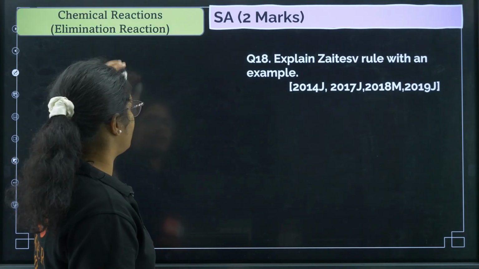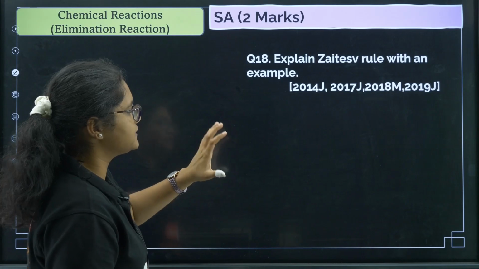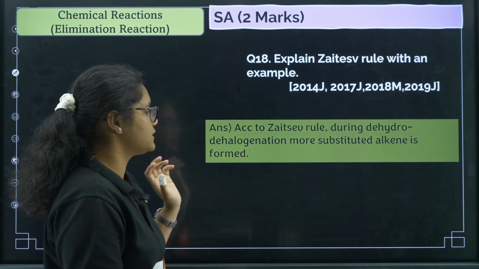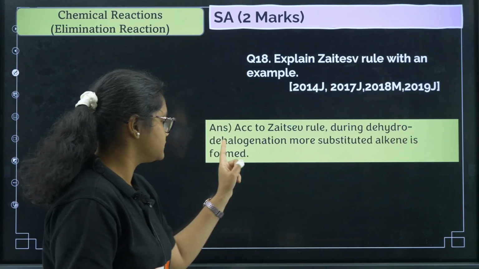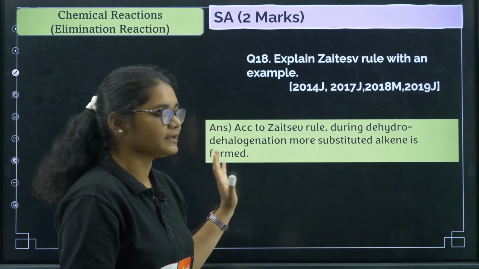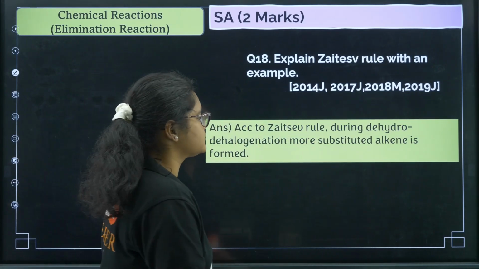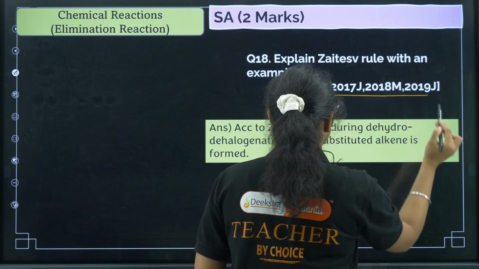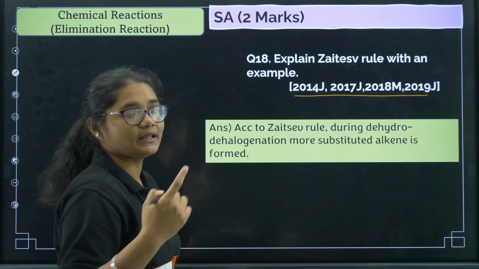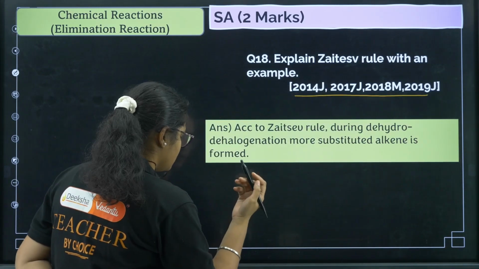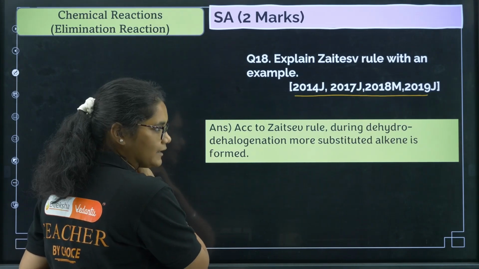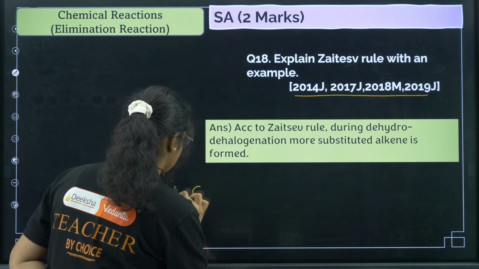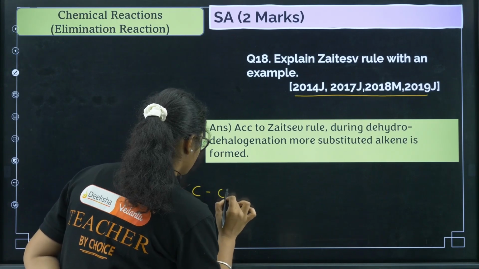Next, explain Zaitsev rule. So we have now come to elimination reaction. Explain Zaitsev rule with an example. What is the explanation? According to Zaitsev rule, during dehydrohalogenation, the more substituted alkene is formed. This question has been asked repeatedly, so it is a very important question. Explain with an example. You can take any asymmetric alkyl halide. Suppose I will take 2-chlorobutane.